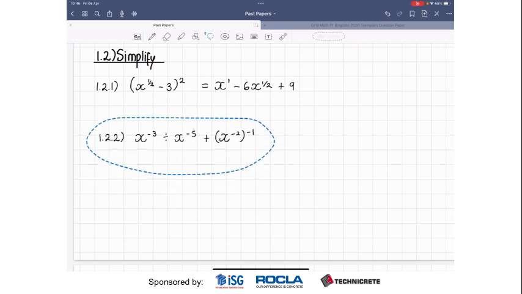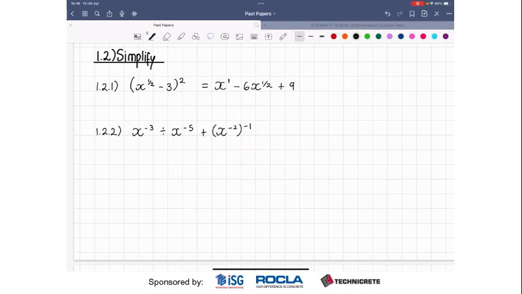Okay, then for the next part, I've got some negative exponents of x. And I know from my exponent laws that when I've got the same base, like I've got an x here and an x here, and I'm dividing them, I just subtract the exponents. So when x to the negative third is being divided by x to the negative fifth, that's the same as having x to the power of negative 3 minus negative 5.